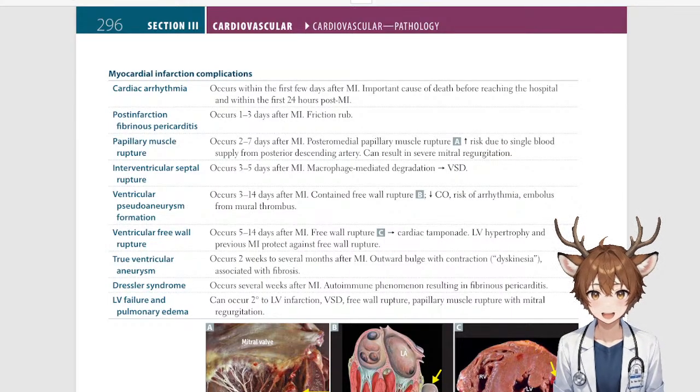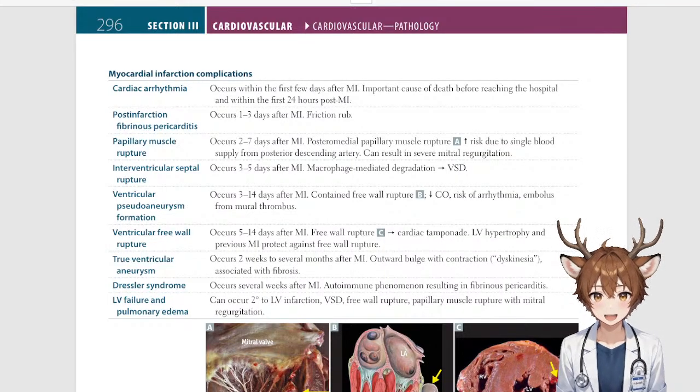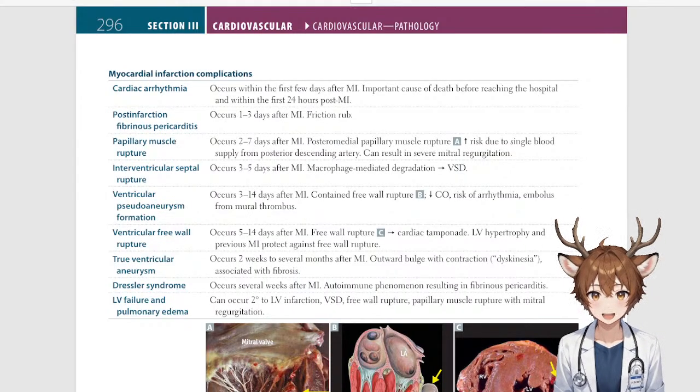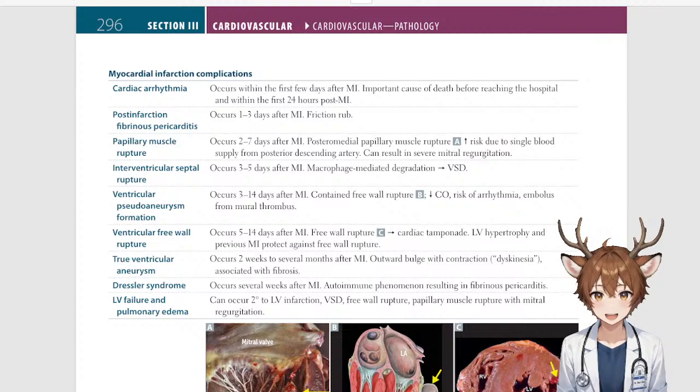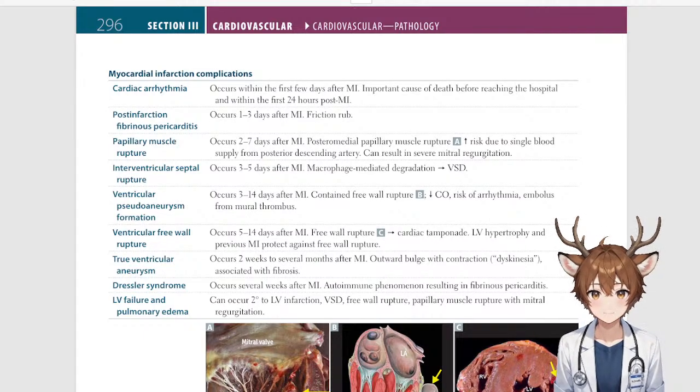And my thing has an image as well. Yours does too. It's the same image actually, showing picture A, as you can see with the papillary muscle, the left ventricle, mitral valve, that kind of thing, for that papillary muscle rupture.